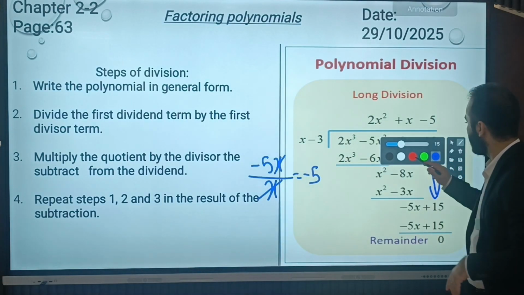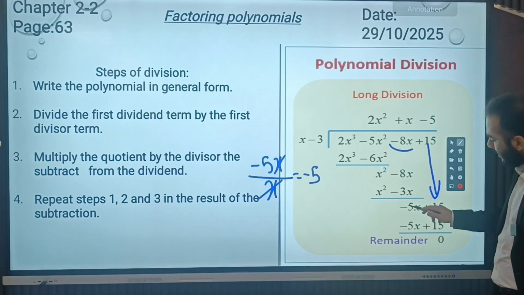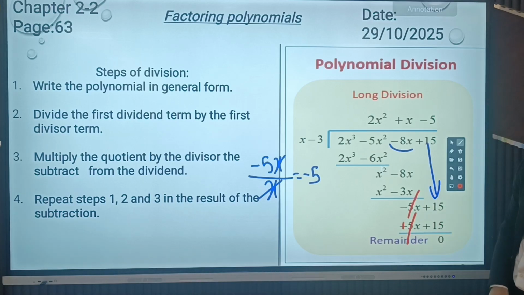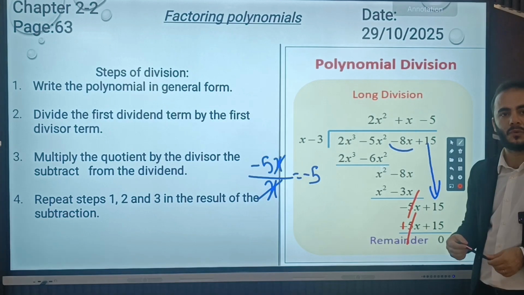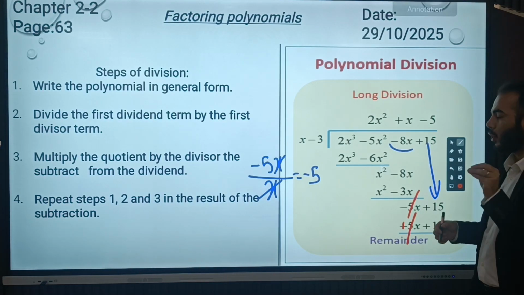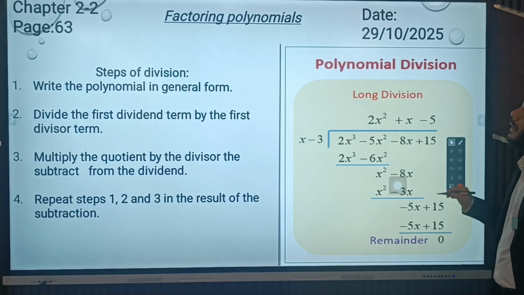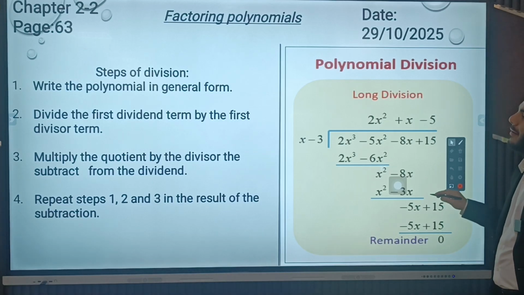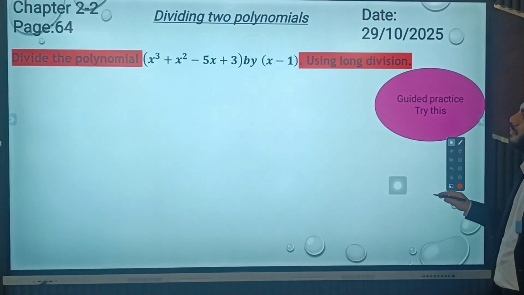Perfect. So then subtract them. Negative 5x minus negative 5x, that's going to become plus. These two cancel each other. 15 minus 15, 0. So the remainder would become 0. This is how you are going to divide a polynomial by another polynomial by using long division. I'm pretty sure we have got examples here. Let's see. Dividing two polynomials.